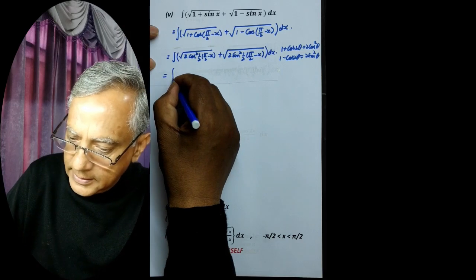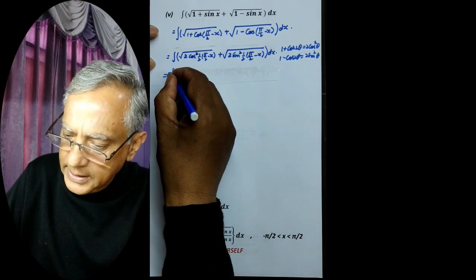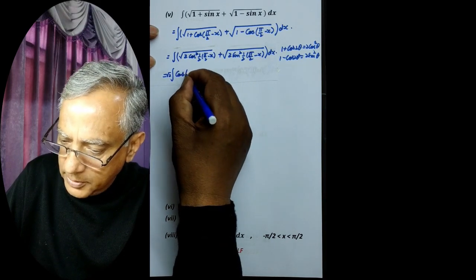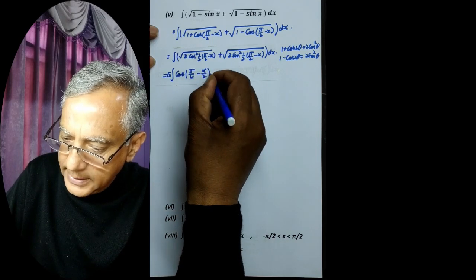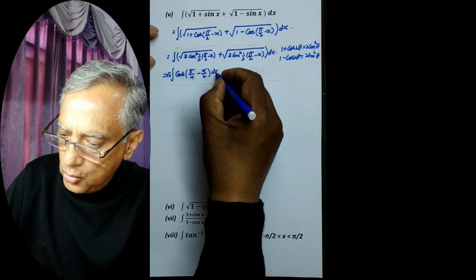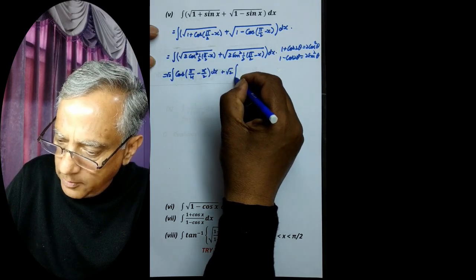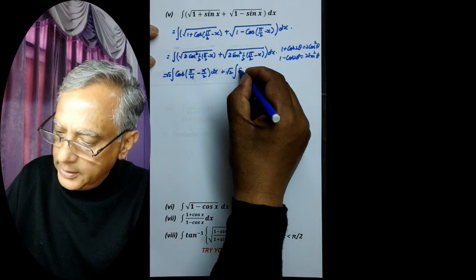dx, and this is equal to integral, now under root 2 is common, so we will have under root 2, and this will be cos of pi by 4 minus x by 2 dx, plus again root 2 is common, and we can separate these two terms.